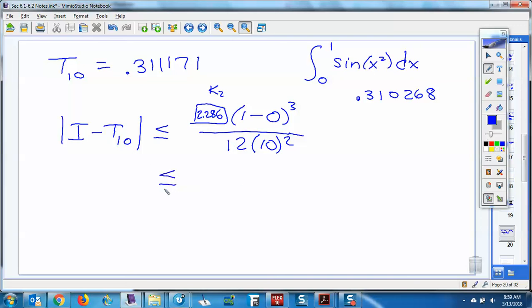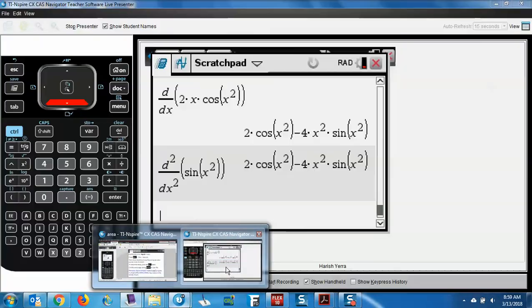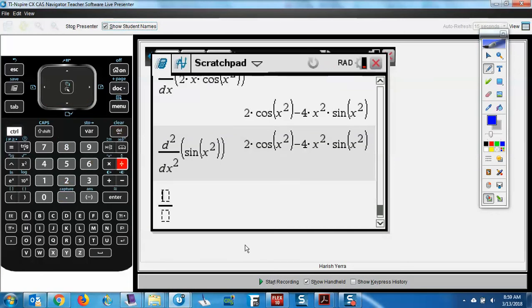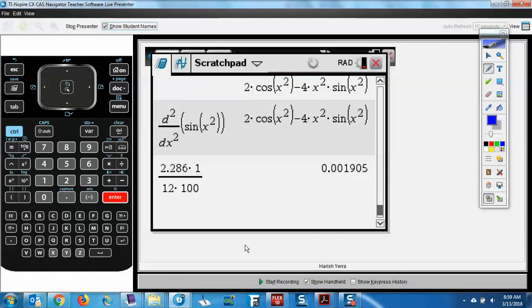Okay? And now we just want to multiply this out. Now make sure you get your parentheses right and everything else you do on your calculator here. So 2.286. And then, of course, that other part is just 1 cubed. Okay, 12 times 10 squared or 100, right? Make sure you get the fraction. Okay, good. 0.001905.